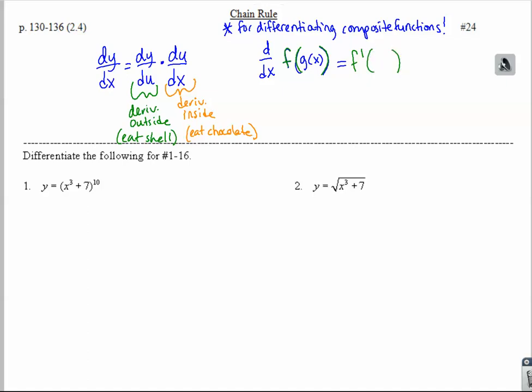We don't touch that inside. It stays the same while we eat the shell. Then the inside, which is represented by our u in this scenario, is g of x. So now I'm multiplying by the derivative, g prime of x. So I'm multiplying by the derivative of the inside, or now I'm eating the chocolate.